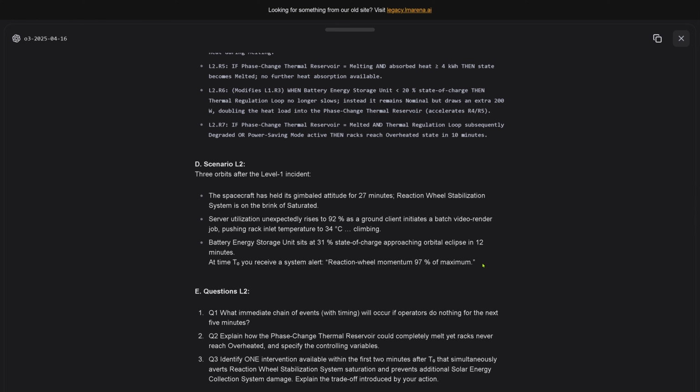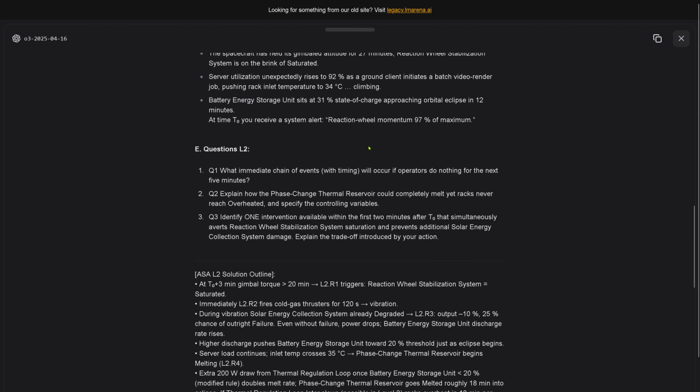Now this AI becomes interesting now, because now we have so many interconnected elements, and I ask the AI, tell me what you think is now the critical 3 questions. So, what immediate chain of events with the timing will occur if operators do nothing for the next 5 minutes? Explain, second, how the phase change thermal reservoir could completely melt, yet the racks never reach overheated, and specify the controlling variables. Because if you want to have an intelligent system, I just want to see what is the countermeasures the AI system takes in space.